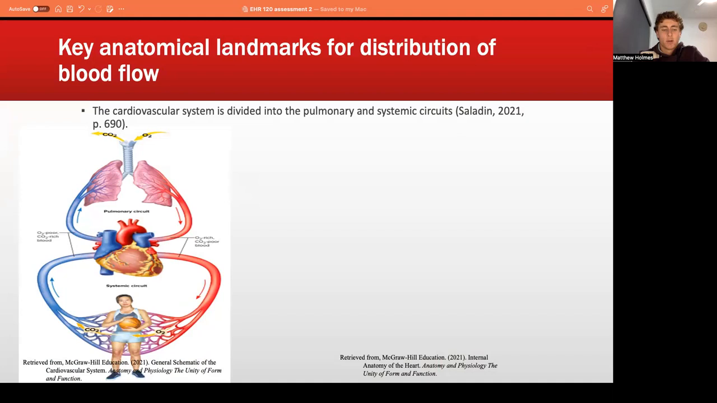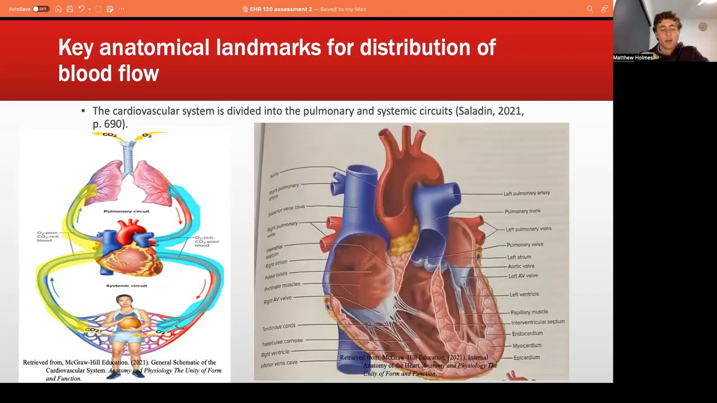So as pictured on this slide, the diagram demonstrates that the cardiovascular system is divided into the pulmonary circuit, which is highlighted in yellow, and the systemic circuit, which is highlighted in blue. So both the lungs and the heart work together in each system to distribute blood flow throughout the heart and body. The process sequence of how the circuits work in the distribution of blood flow will be further explained in the following slides. The key anatomical structures of the heart can be observed in the labelled diagram.